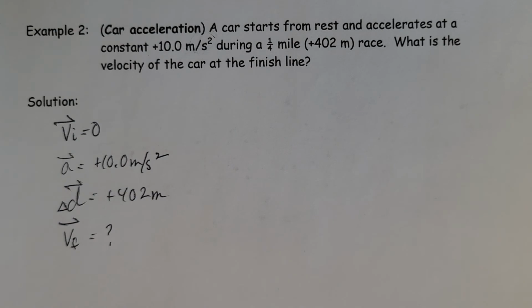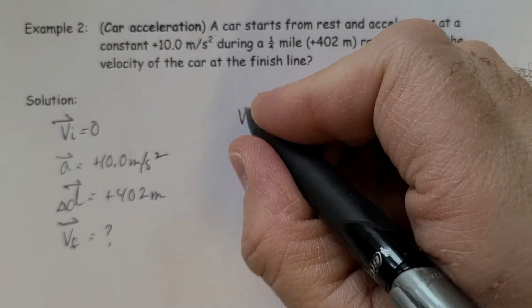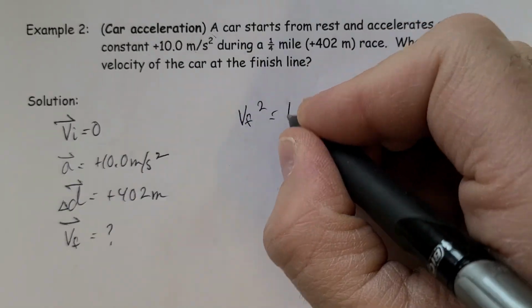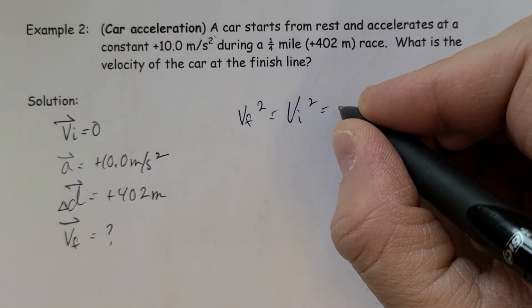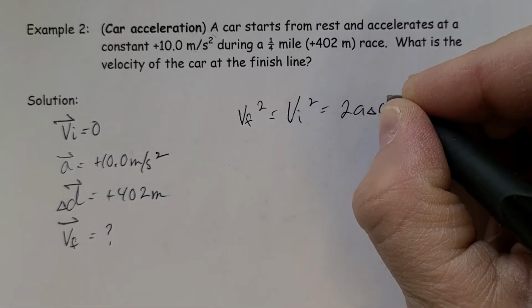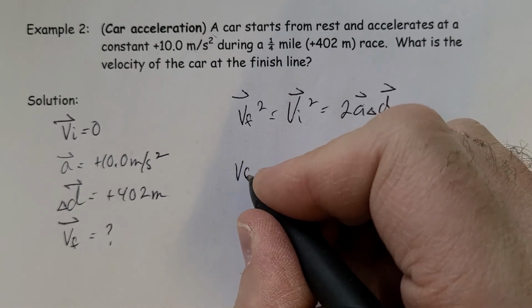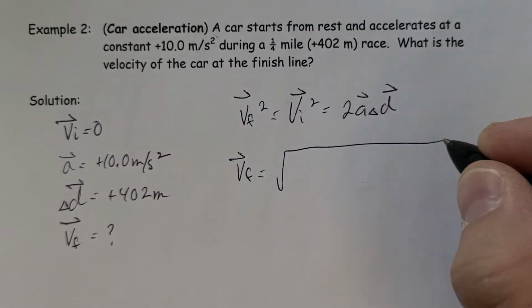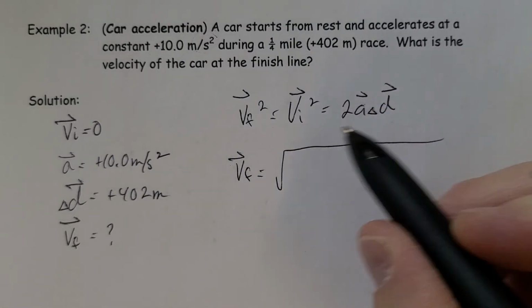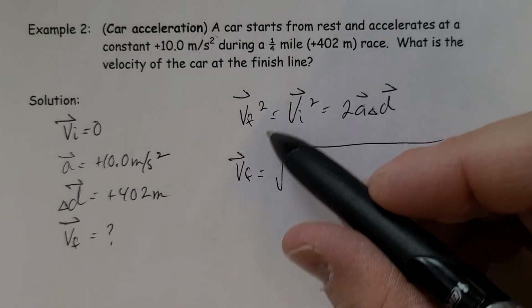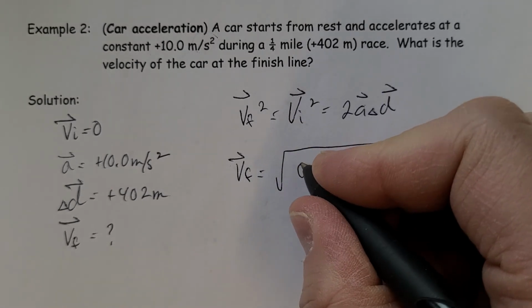So I'm looking for VF. I'm given VI. Notice I'm not given anything about time, so guess what? We use that same equation we used earlier. V final squared equals VI squared plus 2AD. So what I can do is I'll set the square root up already. So V final squared is equal to that. Then VF will just simply be the square root of all of that.